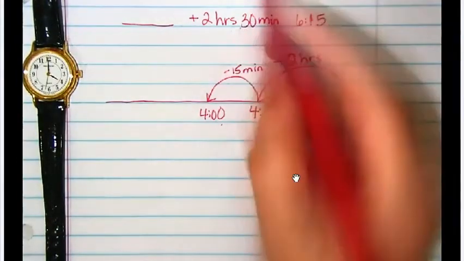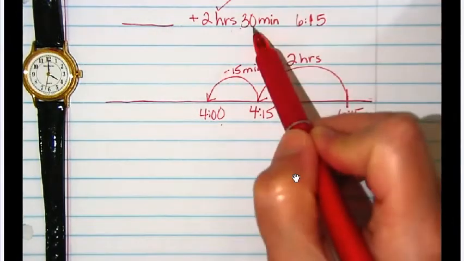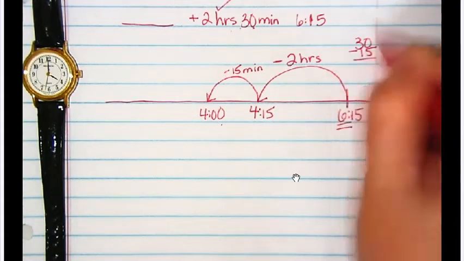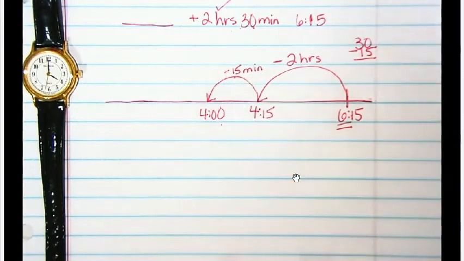Well, let's see. I've already taken care of that 2 hours. Now I need to take care of the 30 minutes. So I'm going to do 30 minus the 15 I've already jumped. And some of you may be saying, but Ms. Harper, you told us not to add and subtract.